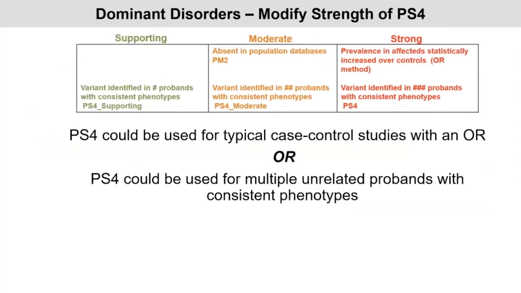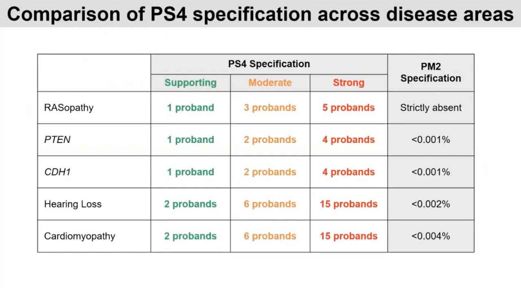So from SVI, we have suggested that another use of PS4 besides just these case control studies is you could use this when you have multiple unrelated probands with consistent phenotypes. Again, especially for autosomal dominant diseases, as the recessive diseases would be used under the PM3 rule. And here's just an example of how some of the different expert panels have specified this PS4 rule. You can see that for diseases that are not as phenotype specific, like hearing loss and cardiomyopathy, they require more probands at each strength level compared to some of the more specific phenotypes like Noonan, in which there are less probands needed for each different strength level.